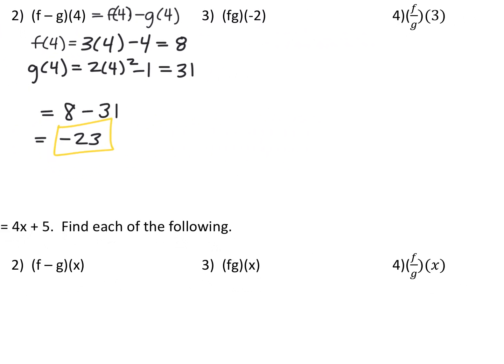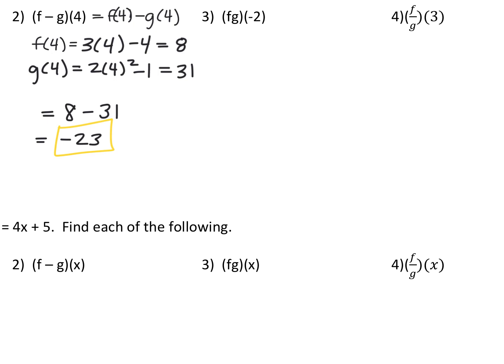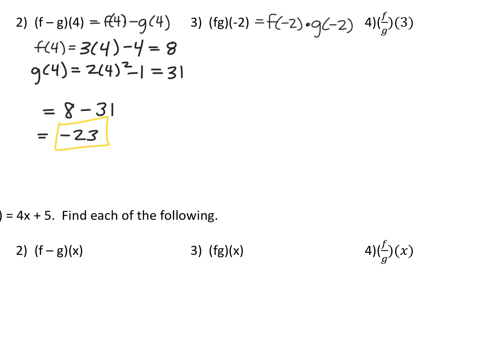Okay, we've got a couple more. Let's just talk about what operations these are before I set you off to do them. What operation is number 3? That's multiplication when you have things side by side. So you're going to rewrite number 3 as f of -2 times g of -2. Okay, so figure out what each of those are and then multiply together. What operation is number 4? Division. Okay, so this one is f of 3 divided by g of 3.